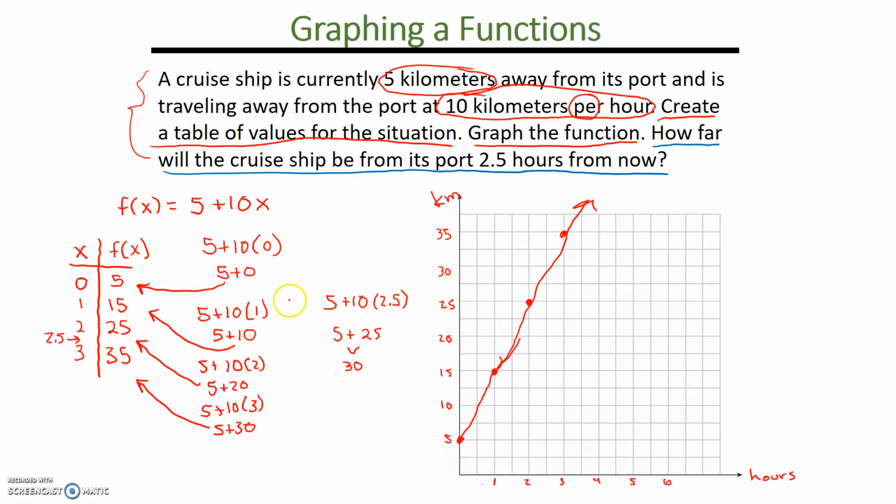So what does that mean? And again, we always like to write that notation, f(2.5) equals 30. What this is basically saying is that when we are at 2.5 hours in, my output here is 30, so I'm 30 kilometers away from the port. So that would be the final answer. Make sure that you guys write a quick sentence for this one here.